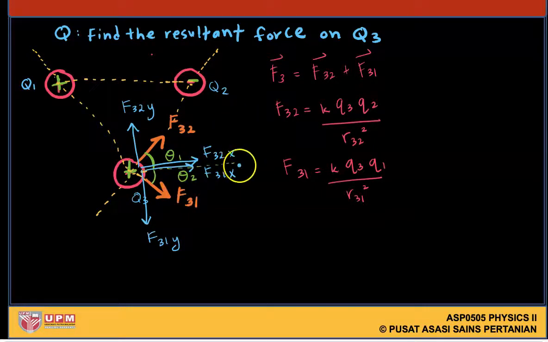Now we know that to the right, typically we say this is positive, upward is positive, downwards is negative, to the left is negative. And we know here that the F32x component is positive, the F31x component is positive, and this is positive going upward and negative going downwards. Okay.